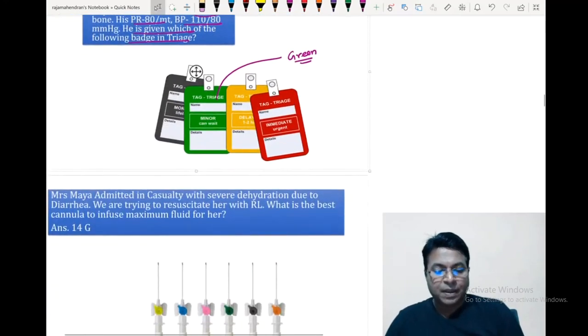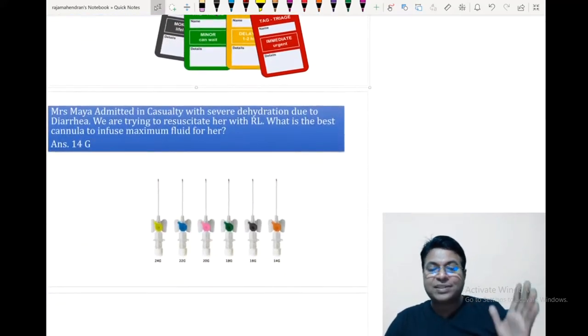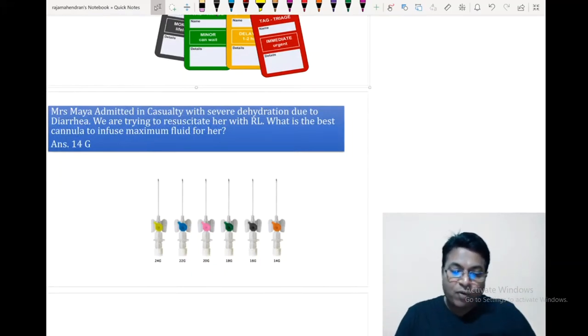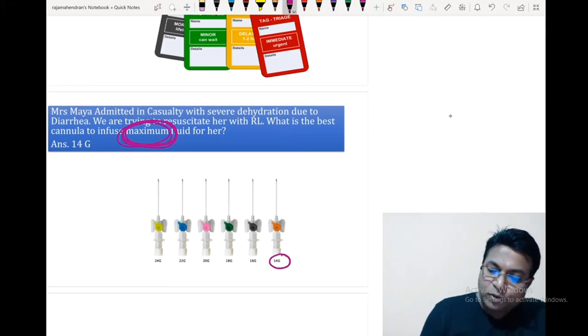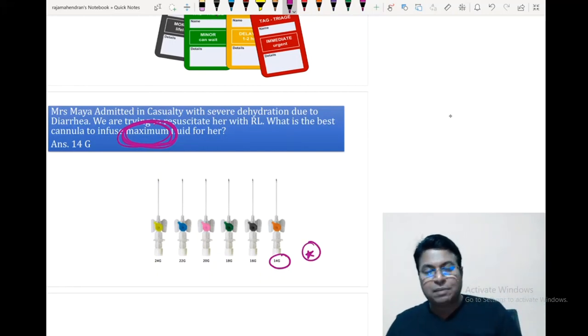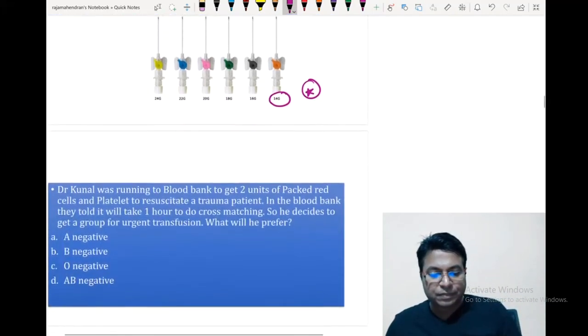Please remember this. Mrs. Maya admitted in casualty with severe dehydration due to diarrhea. We are trying to resuscitate her with fluids. What is the best cannula to infuse maximum? The question is asking maximum fluid. So maximum goes with 14 gauge. So please remember maximum goes with 14 gauge cannula. So these are all typical clinical questions.